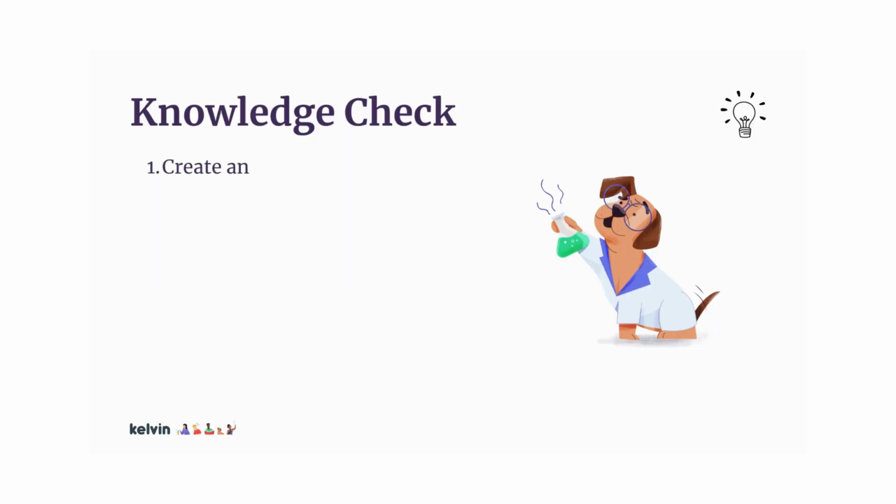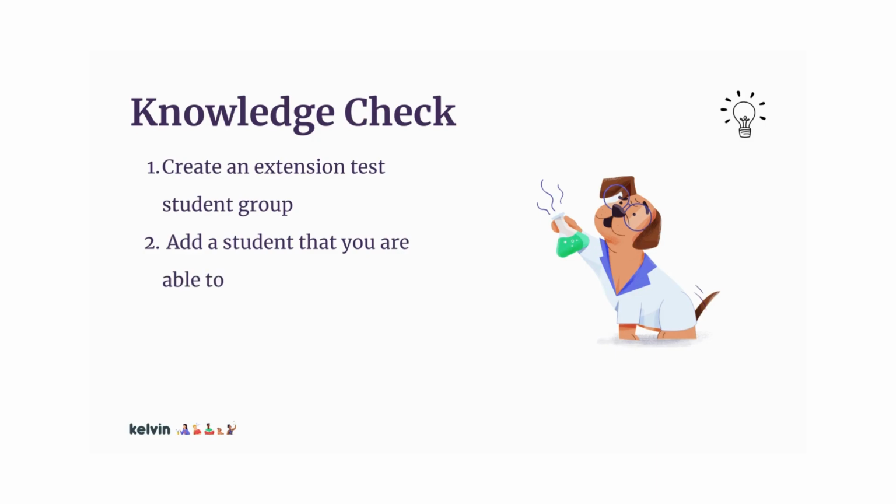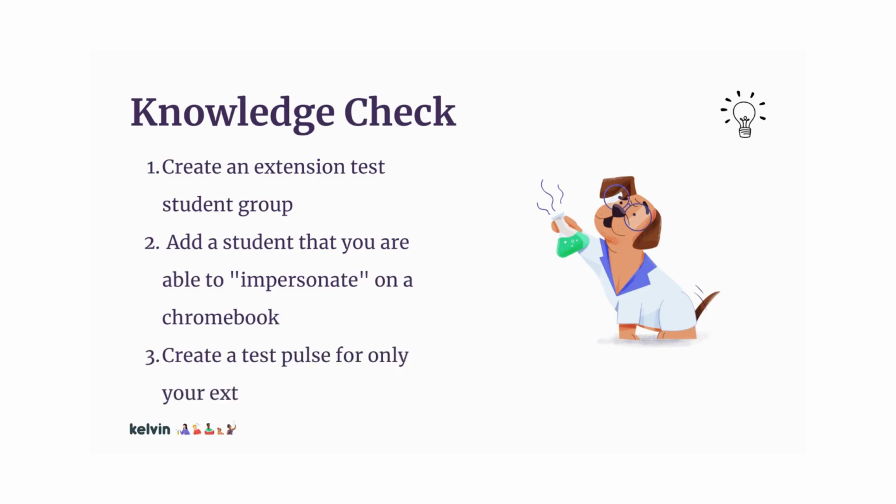Let's pause here for a knowledge check. First, create a custom student group so you can do an extension test. Add a student that you are able to impersonate on a Chromebook, or alternatively, you can pull that student aside to have them test it for you. Create a test pulse for only your extension test group. Are you ready? Let's go.